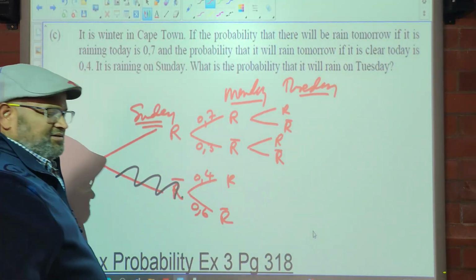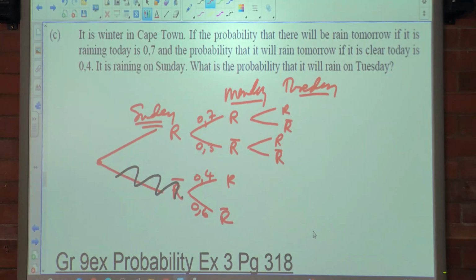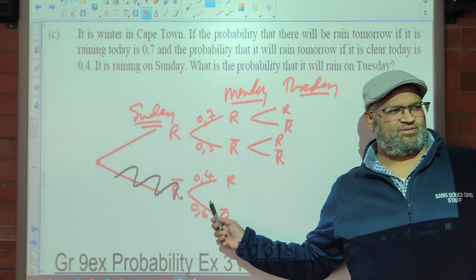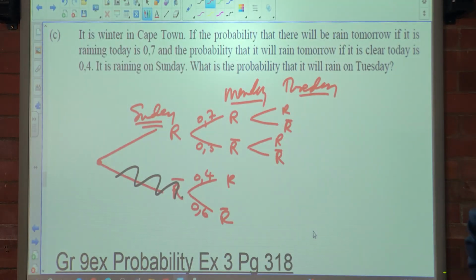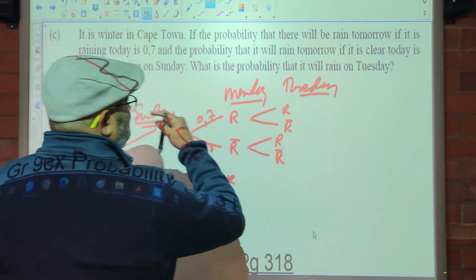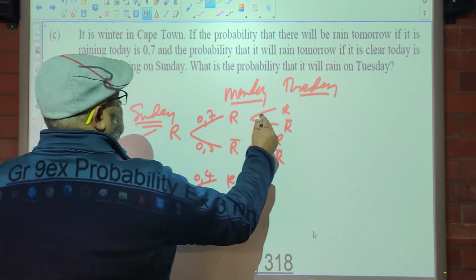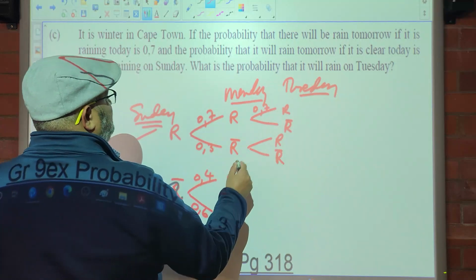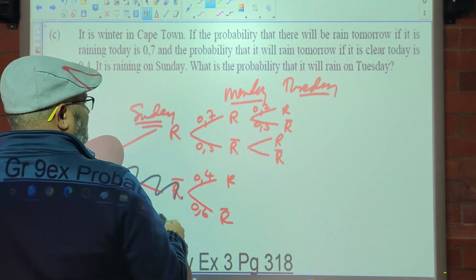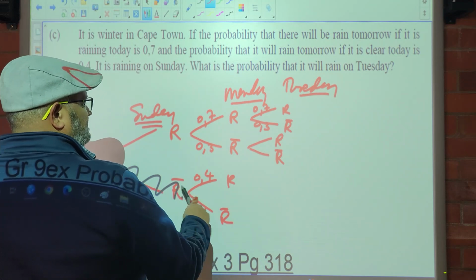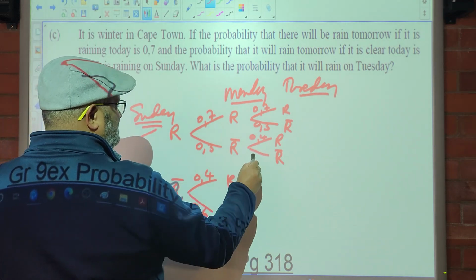Let me see. I think I'm on the right track. I just want to put the wrong value down. 0.7. Yes, it's the same. You'll see I'll get the same answer, because this is non-existent and you won't see this on the memo. No? So if it rains, what's the probability it will rain the next day? 0,7. And then 0,3. And then if it does not rain, it will be 0,4 and 0,6.